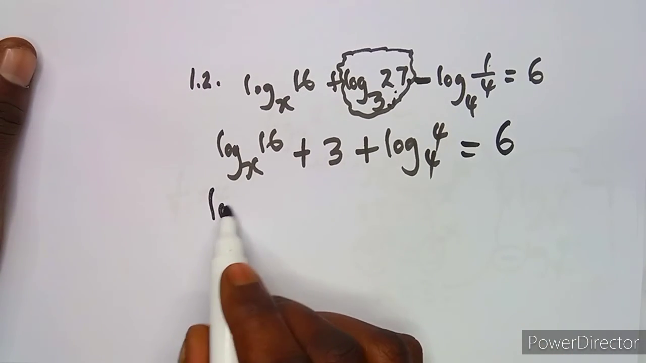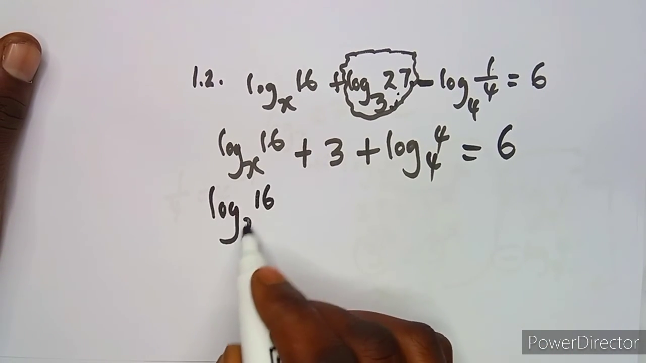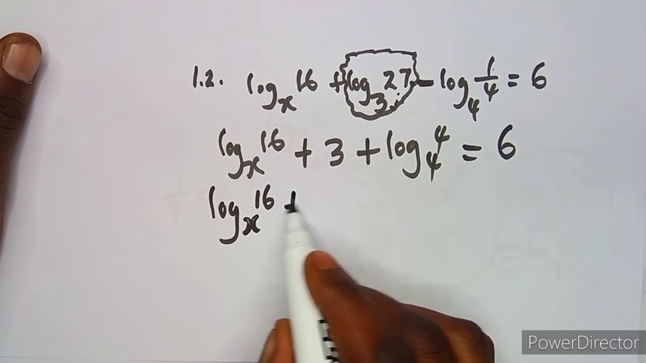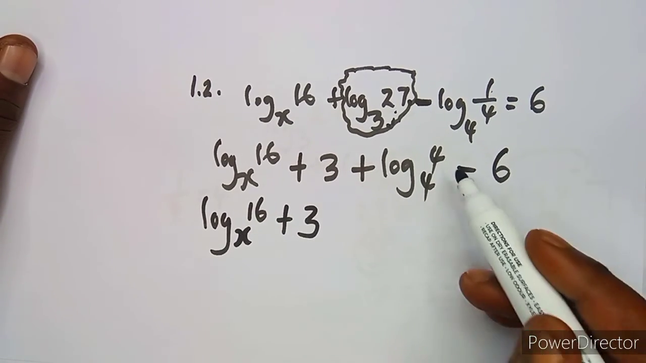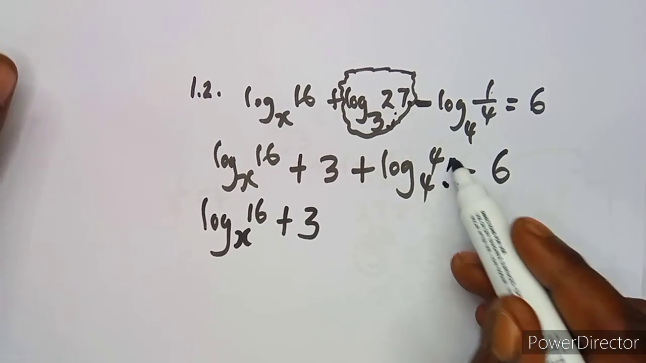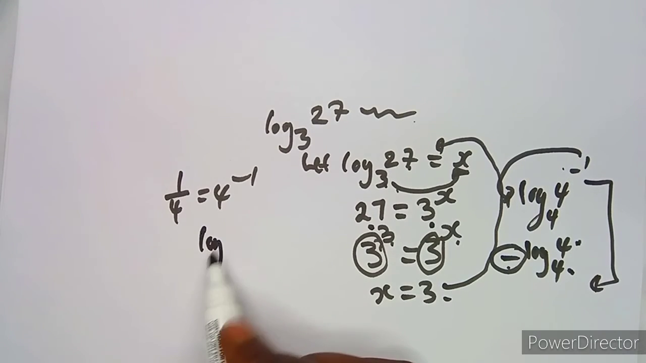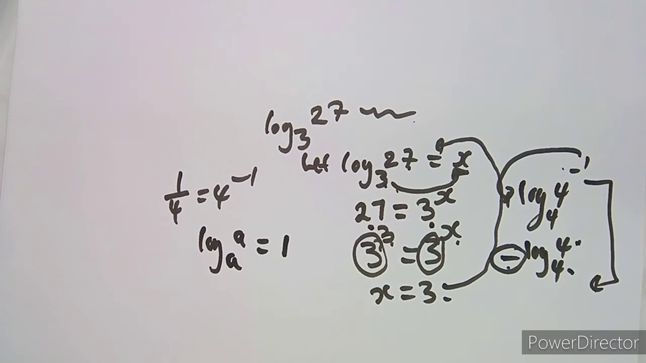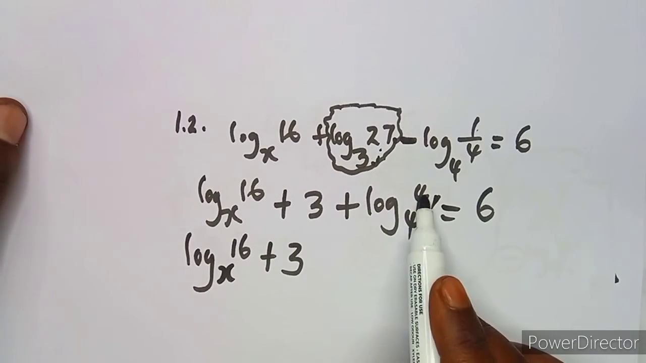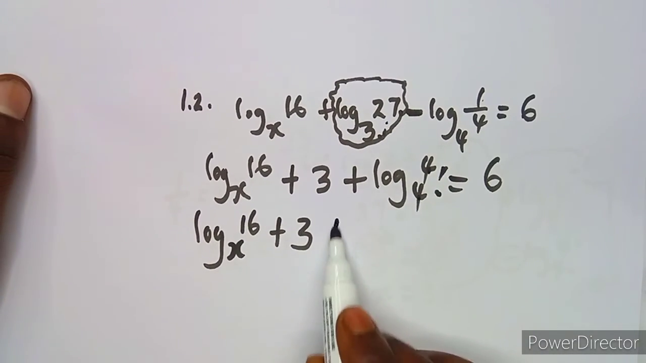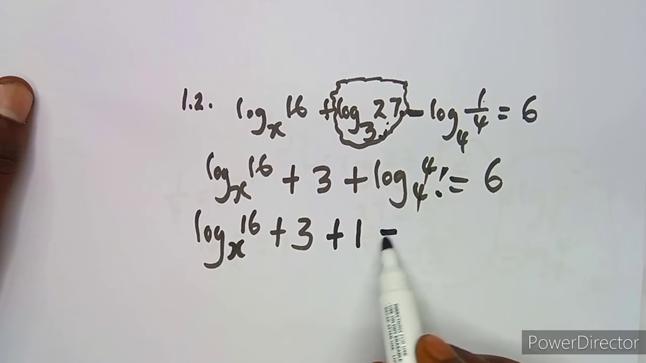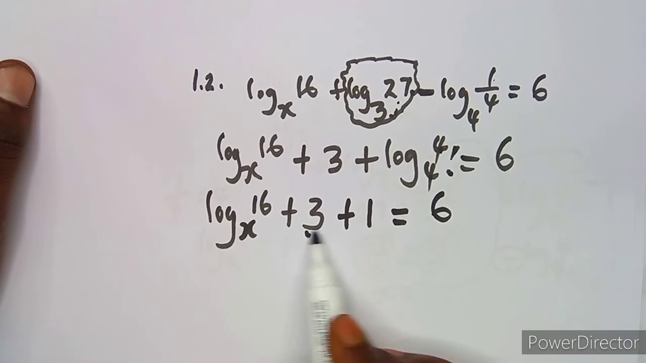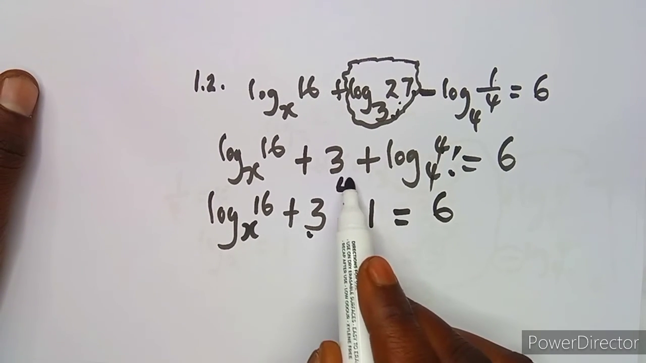Okay, let's move on. Let's simplify further here, because we know from our laws of logarithms that if you are given log a in base a, that is a 1. Logarithm of a number in the base of that same number is 1. So log 4 base 4 is 1. So this is plus 1, which is equal to 6. So 3 plus 1 gives us 4.